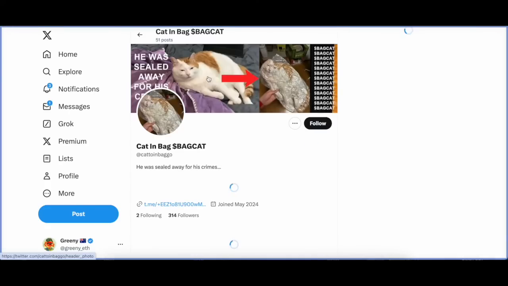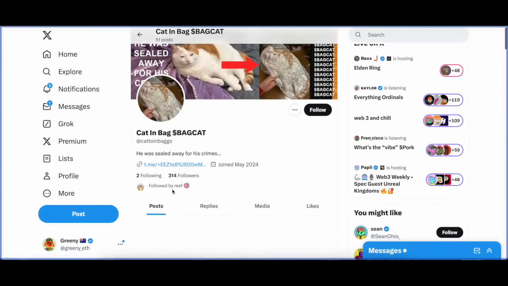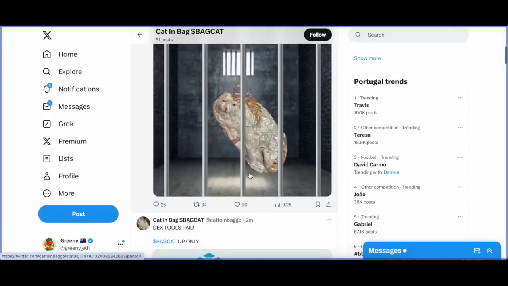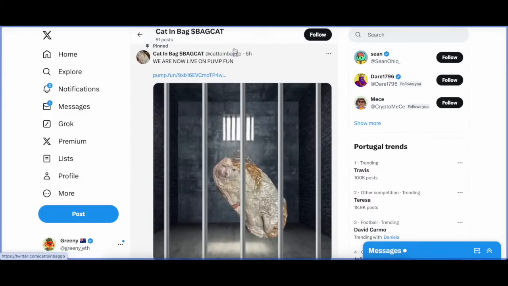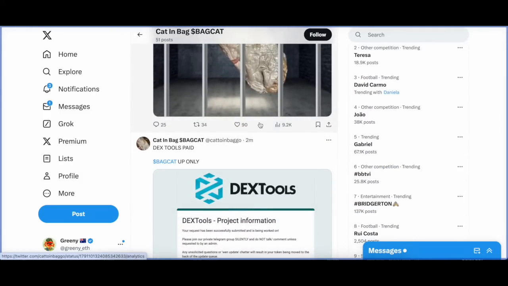I'd go to the Twitter. So once it loads, let's have a look here. Do I have anybody that I follow that follows it? So I've got one person here, a Bodogo holder. So interesting. Okay, there are 314 followers. What's their engagement like on their Twitter? So 6 hours ago, they posted 9.2K views.